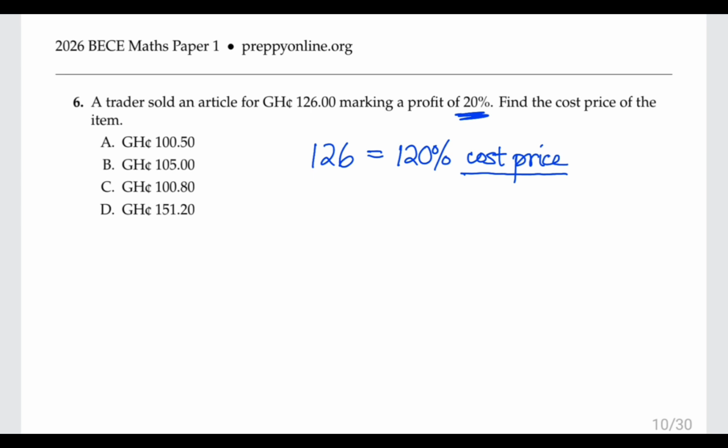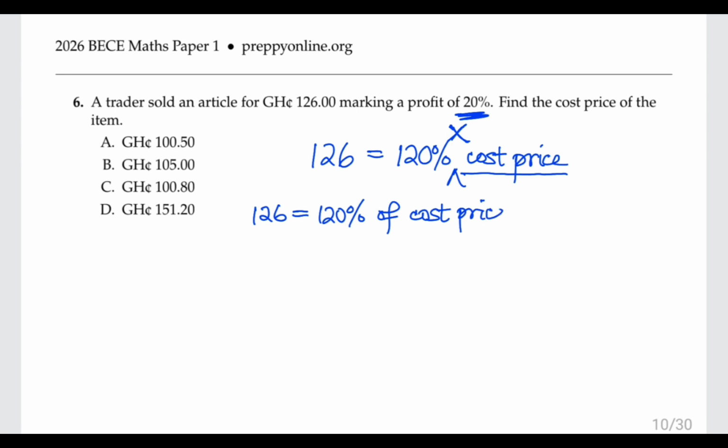We have a multiplication here. We are saying 120% of the cost price. That means 120% times the cost price. So if we want the cost price, we can divide both sides by 120%. But let me just write things again. 126 equals 120% of the cost price.